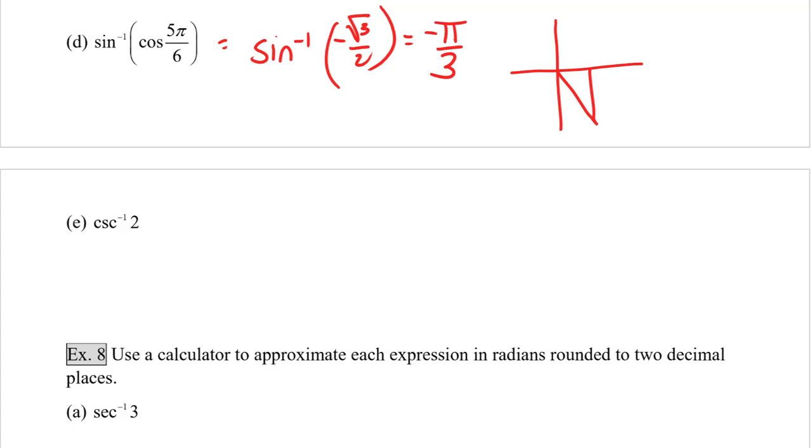Part E, the inverse cosecant of 2. I'd rather write this as the reciprocal of cosecant, which is sine. So this is going to be the inverse sine of the reciprocal of 2, which is equal to 1/2. The angle whose sine is equal to 1/2 is pi over 6.